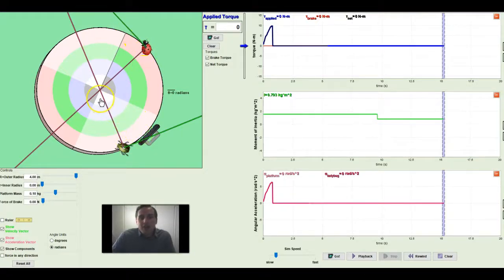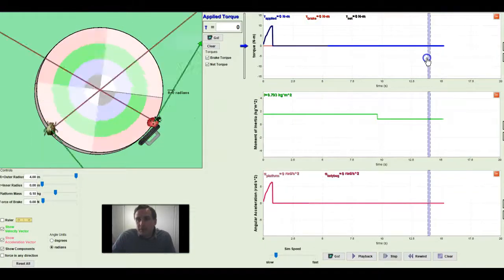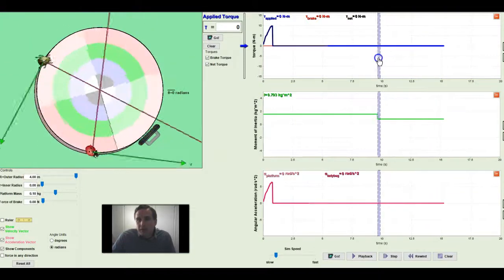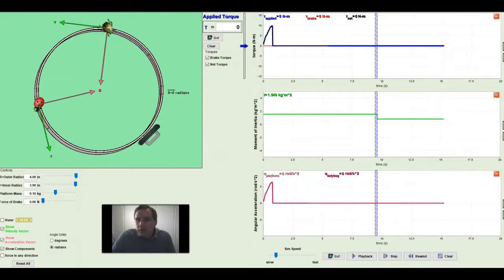But if mass is brought towards the center, that is, the moment of inertia is decreased, and the angular velocity should increase. Now it's not reflected in the torque, but let's go ahead and see, perhaps. So right around here. Let's zoom in. Was there a torque? There should have been a torque. So there should have been a rotational force.